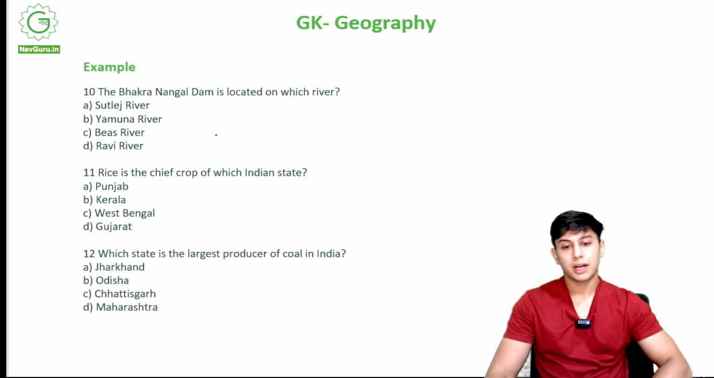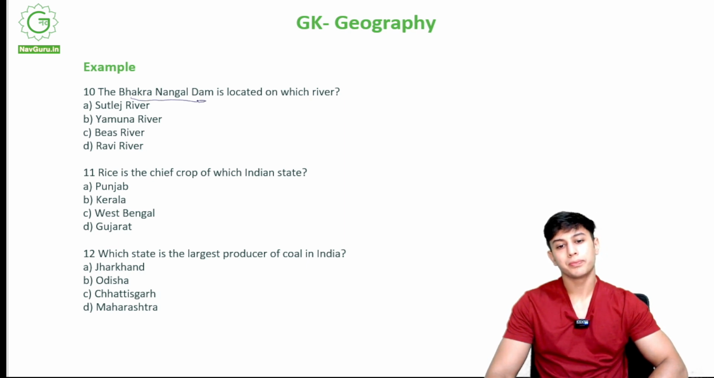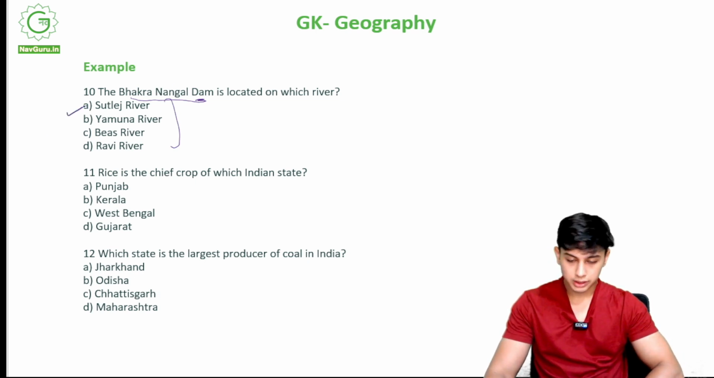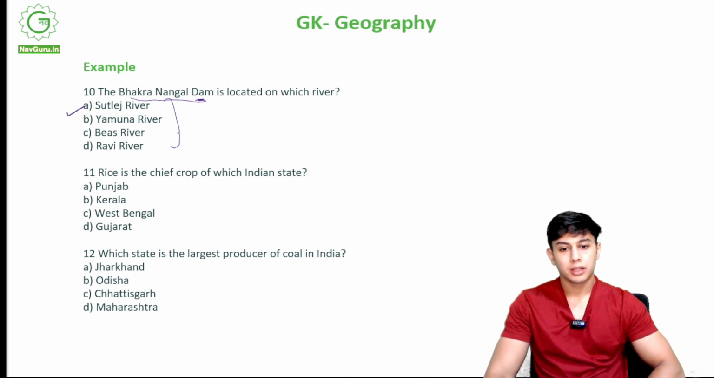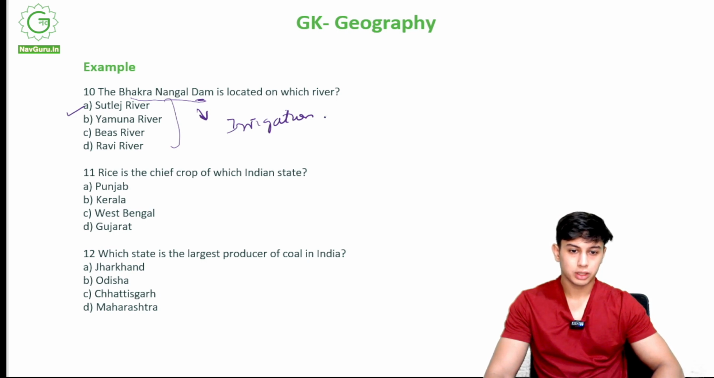Okay. So the Bhakra Nangal Dam is located on which river? Is it located on the Satluj River? Is it located on the Yamuna River? Is it located on the Beas River? Is it located on Ravi River? Out of all of these, where is the Bhakra Nangal Dam located? It is A, Satluj. Okay, so it is located on the Satluj River. It is important for irrigation, right, and hydroelectricity.